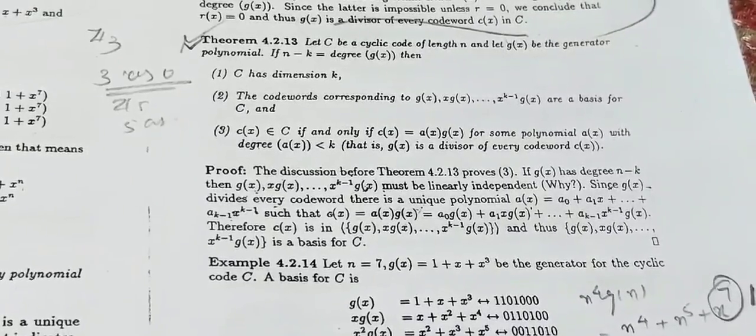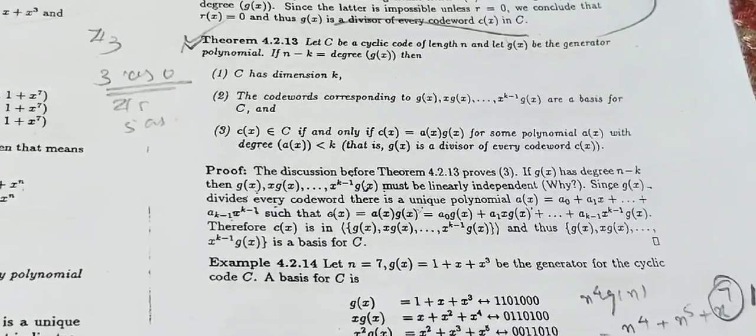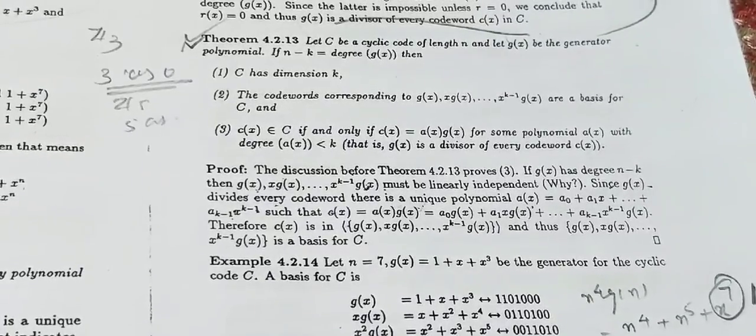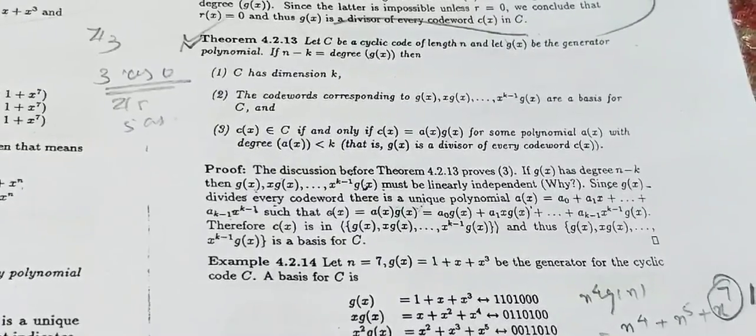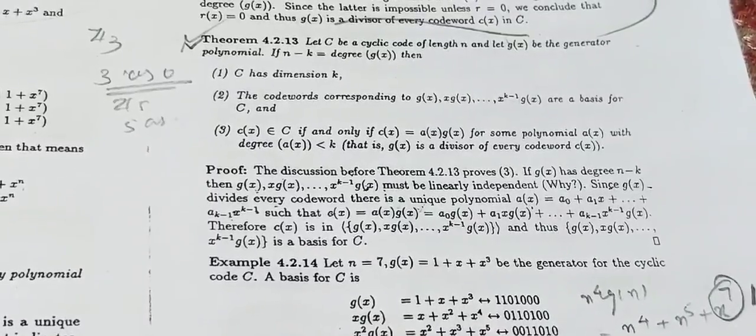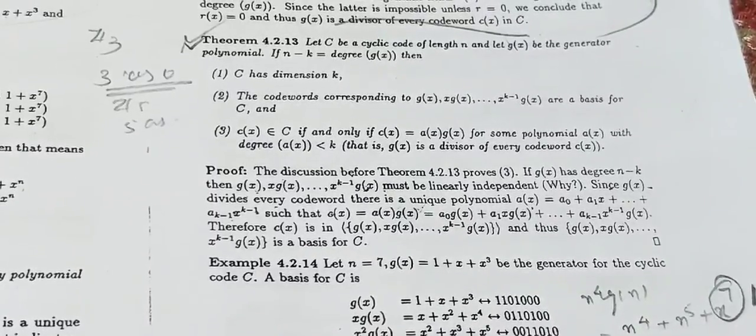So what do we need to find? First g of x, then x into g of x, x square into g of x, and etc., x raised to k minus 1 g of x. So that set forms a basis for c.